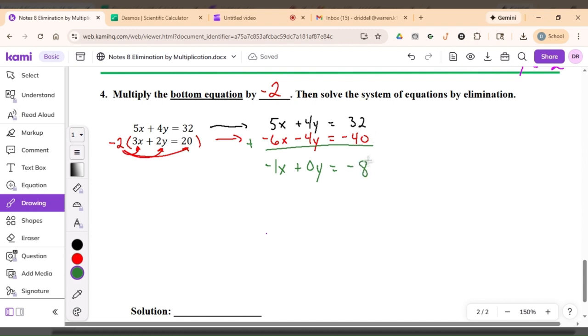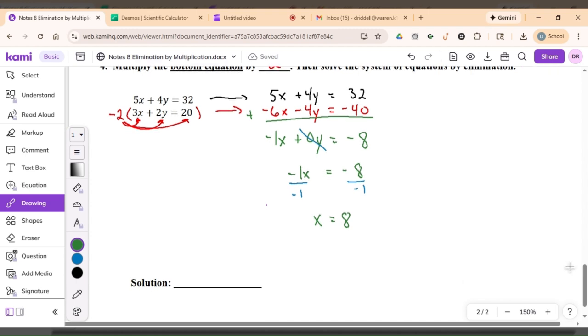Okay, that's perfect, because what we can do now is rewrite this as negative 1x equals negative 8. We don't need the part that says y anymore, so let the part that says 0 go away. All right, and then the last step is divide. We always divide to solve for x. So we're going to divide by negative 1 in this case. So that gives us x equals positive 8. All right, so there's the first half of this one. We have x equals 8.